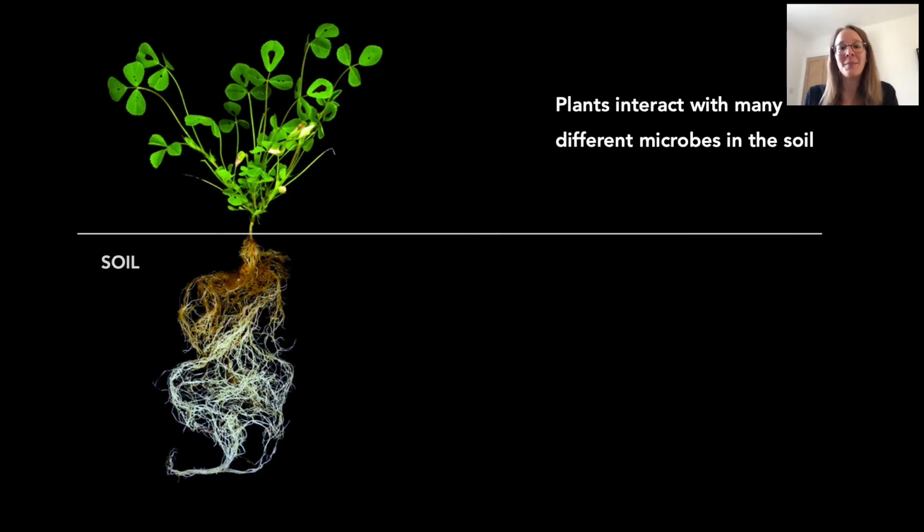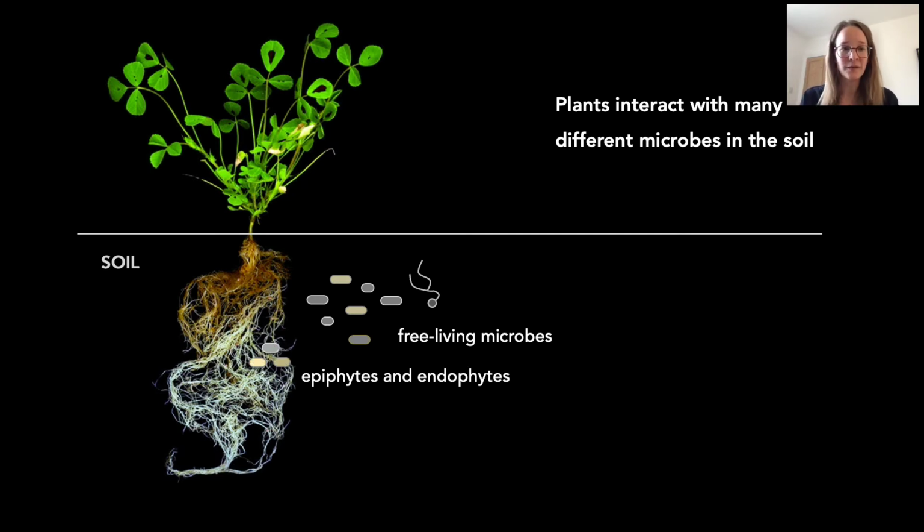As you know, plants interact with many different microbes in the soil. The soil is full of millions of microbes. There are free-living microbes, bacteria or fungi that can interact with the roots of a plant in one way or another. There are also epiphytes and endophytes. Epiphytes are microbes that can live on the root surface, whereas endophytes are microbes that live inside the roots themselves and sometimes even inside the root cells.